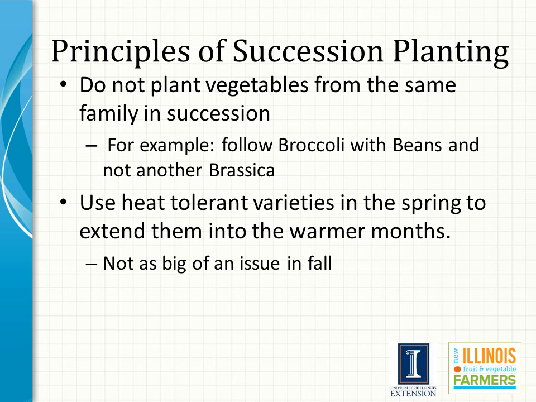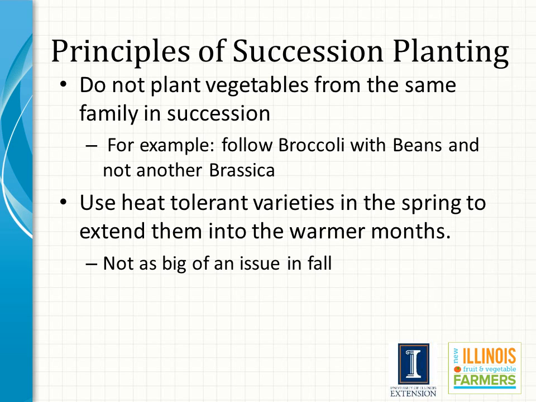A final couple things to think about with the principles of succession planting. In thinking about the longer-term rotation plan for your farm, it is important to keep good records and make maps of where you are planting things. This way, you can avoid planting vegetables from the same family in succession. For example, you should follow broccoli with beans and not another vegetable from the brassica family. This can be tedious, but is an important part of the record-keeping process for your farm.